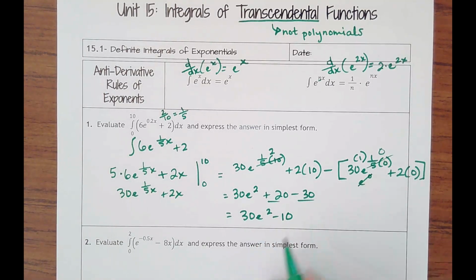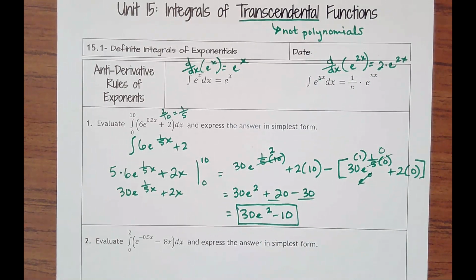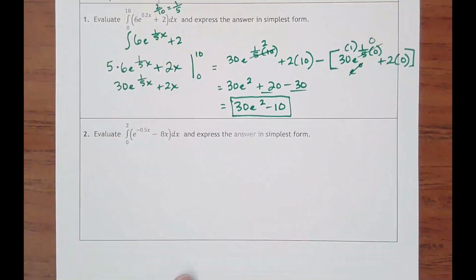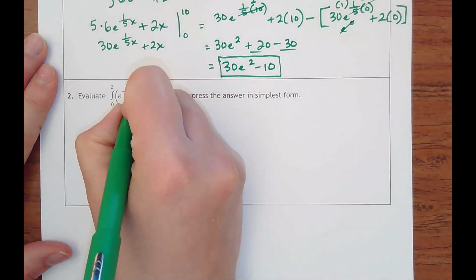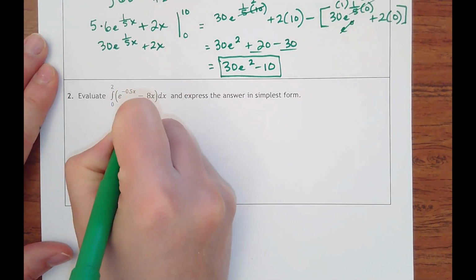And that's all I can do because e is an irrational number. Remember, it's about 2.7 something. All right, let's try one more. It's very similar. The only difference is the power is negative. So we've got negative 0.5x, which you know is negative 1/2.